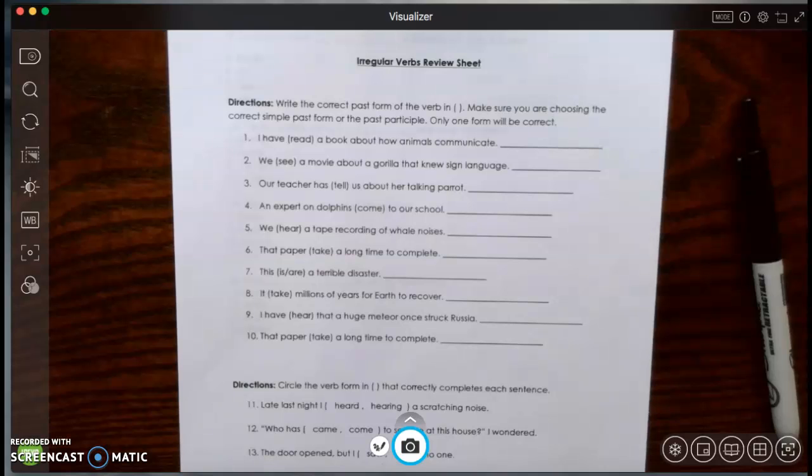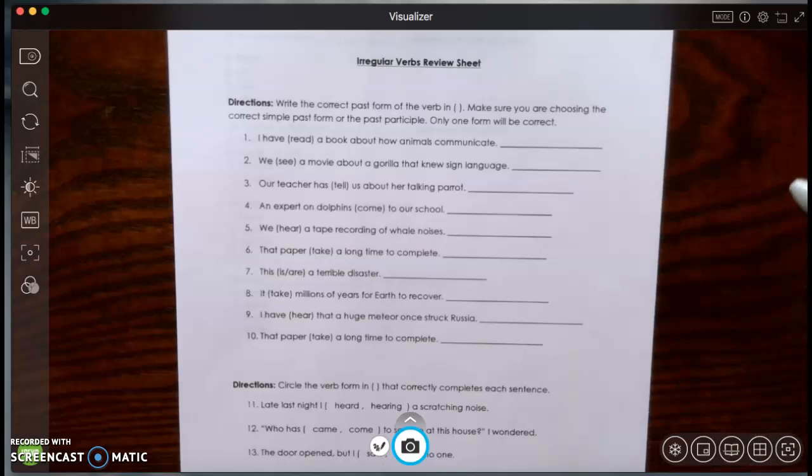So before you begin working on this, please make sure you have checked your answers for your sorting activity that was assigned for Monday and Tuesday of this week. And also make sure you've watched my lesson video on irregular verbs as well. That'll clarify whether you need to use the simple past tense form or the past participle form. So that's going to be very helpful for you when completing this review sheet.